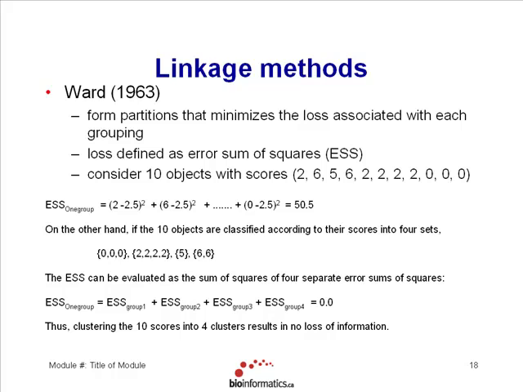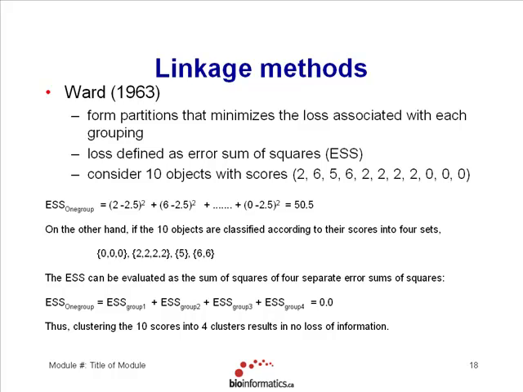And so let's just consider 10 objects, okay, and they have these scores here. And so within each group, you take the mean of the group, and then you calculate the distance to the mean and square that. Okay, so for this group of 10, the mean is 2.5. So then the error sum of squares is just each value minus that mean squared and summed over all the objects. So you get this number.